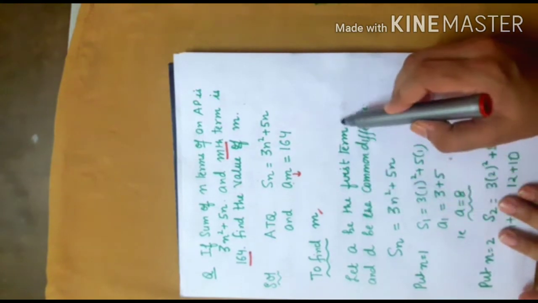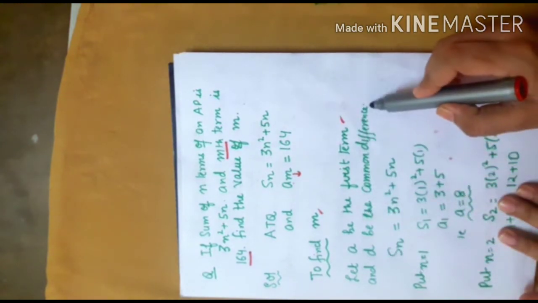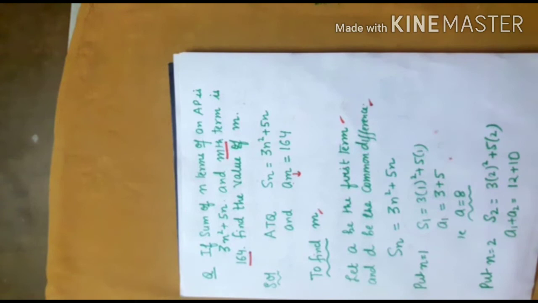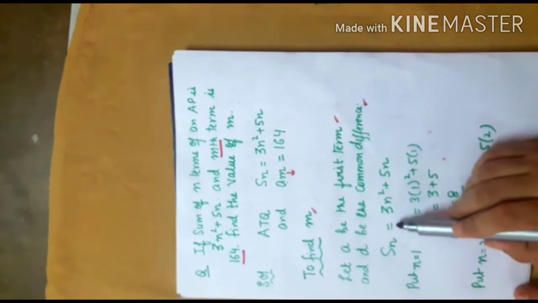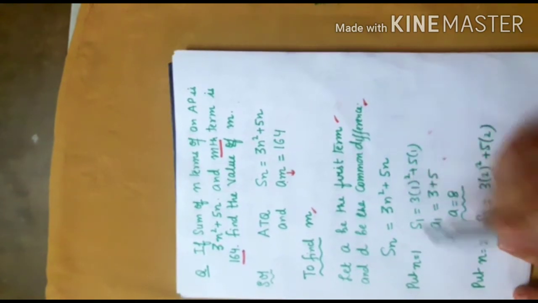Now let a be the first term and d be the common difference of the AP. Sn is equal to 3n square plus 5n.